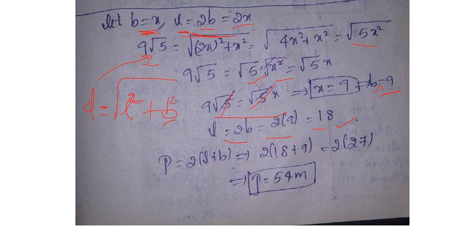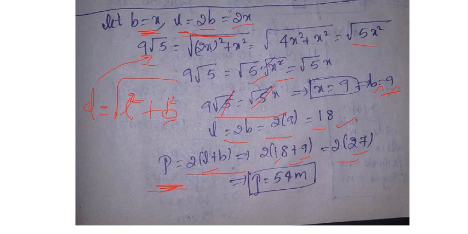Now they are asking us to find what? Perimeter. You all know the formula of the perimeter of the rectangle is 2 into L plus B. Now substitute the values of L and B here. 2 into L is 18 plus breadth is 9. So 2 into 18 plus 9 is 27. So perimeter equal to 27 into 2, which is 54 meters. That is our answer.